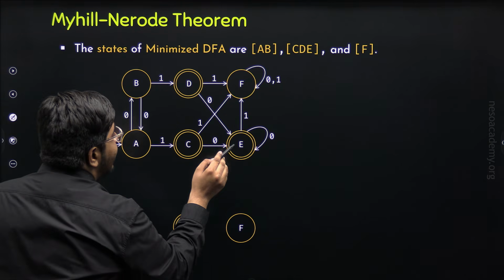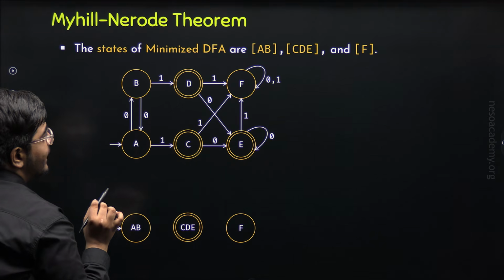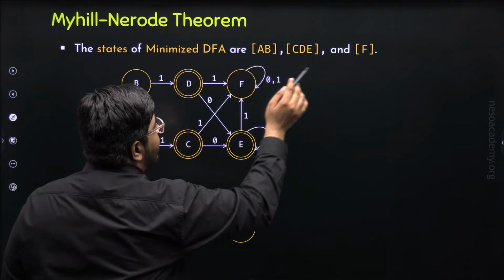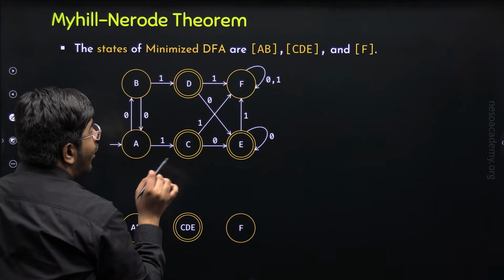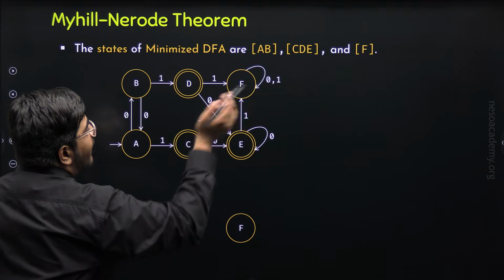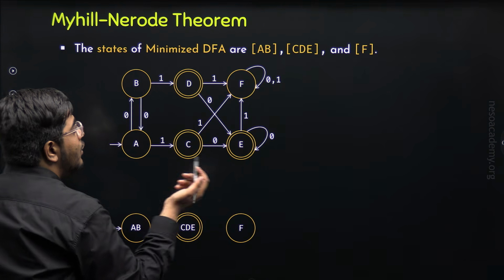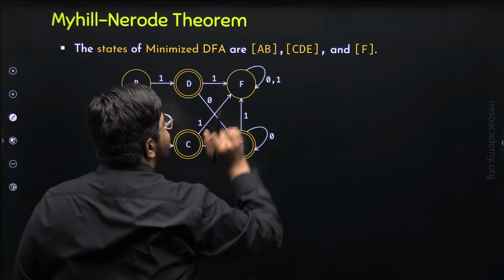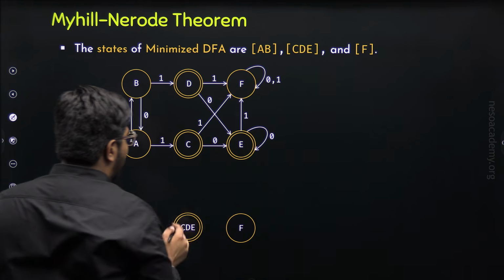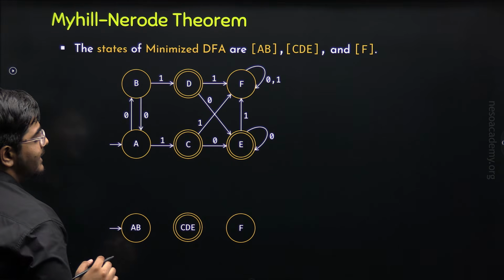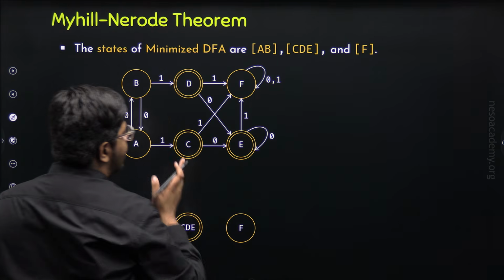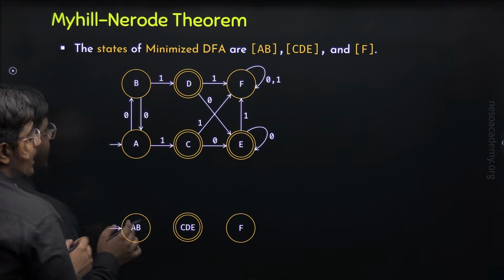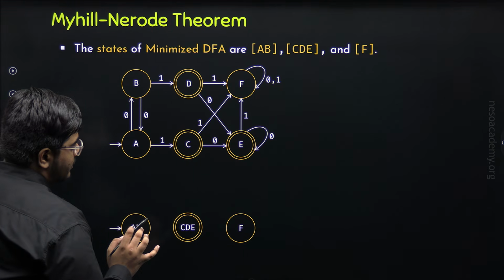And C, D, E are the final states of the original DFA. So any state containing at least one final state of the original DFA will be the final state of the minimized DFA. Fortunately, we are getting all the final states in only one state. So CDE will be the final state of our minimized DFA, and F is just a regular state of our minimized DFA. Now let's complete all the transitions.